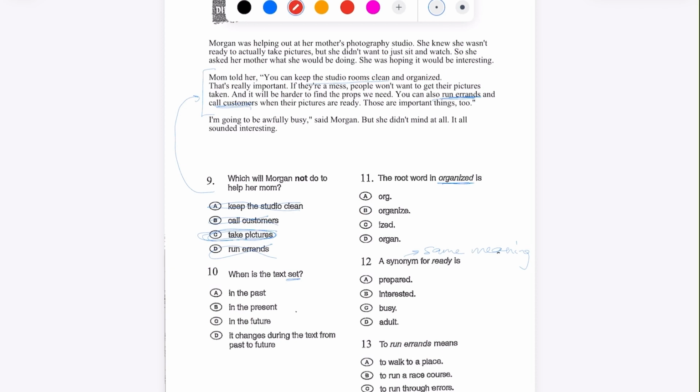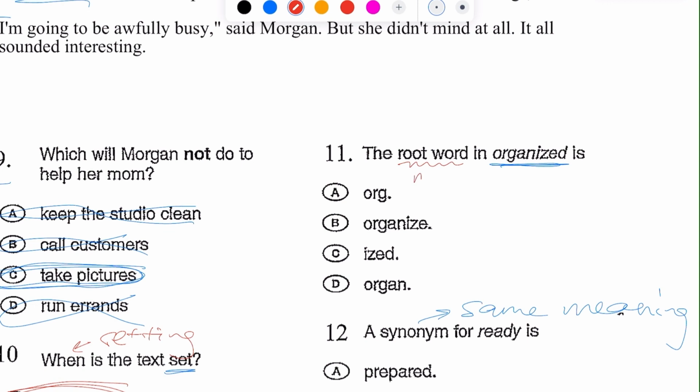Next, for number 10, when is the text set? So when tells you about the setting. So if you want past, present, or future, you want to look for the verb tenses. So the verbs here, you have was, knew, asked. Here you have told. All these action words are in the past tense, so it's going to be choice A. This text happened in the past. Next, for number 11, the root word in organize is, so when you have a root word, this is the main part of the word.